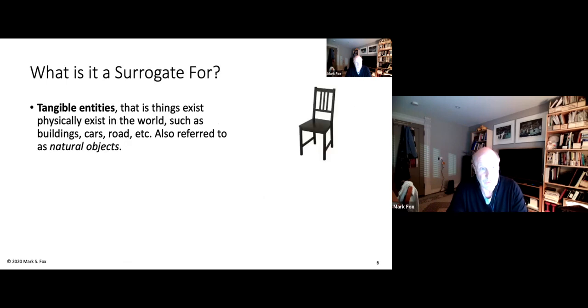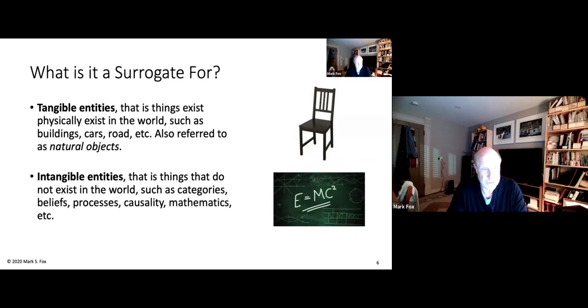What is it a surrogate for? We have tangible entities such as chairs, cars, buildings, people are all examples of tangible entities that knowledge representation is a surrogate for. We also have intangible entities, that is, things that do not exist in the world, such as categories and belief and processes, causality, mathematics, E equals MC squared. All of these are examples of intangible entities that we also reason about.